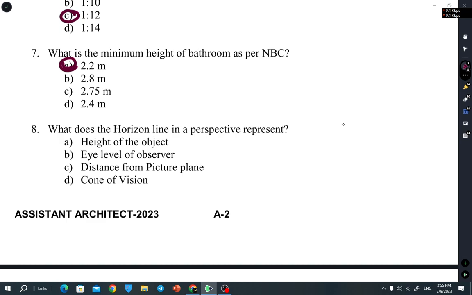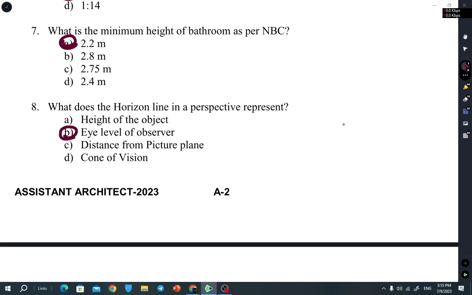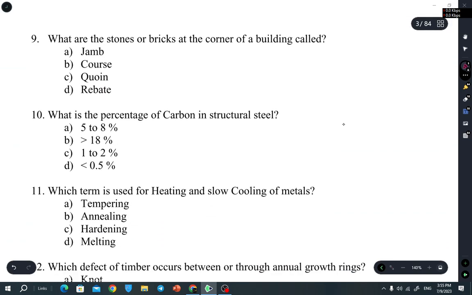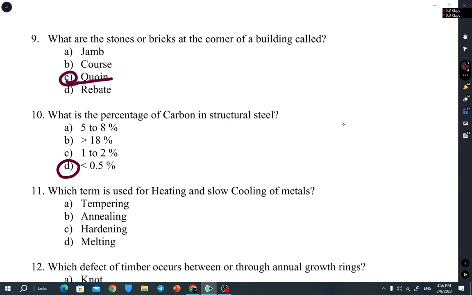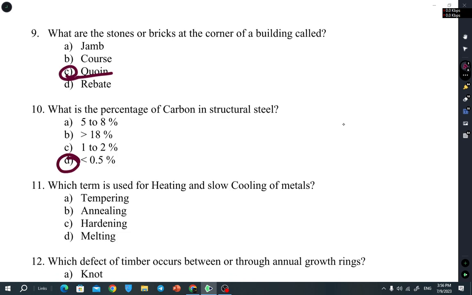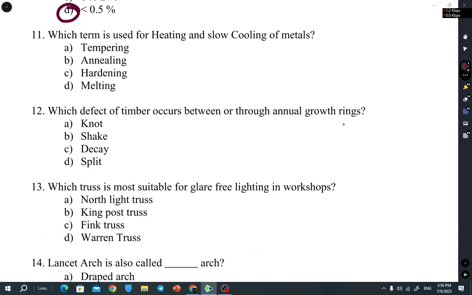What does the horizon line in a perspective represent? Option B. Eye level of observer. Next question. What are the stones or bricks at the corner of a building called? Quoin. What is the percentage of carbon in structural steel? Less than 0.5%. Which term is used for heating and slow cooling of metals? Option B.